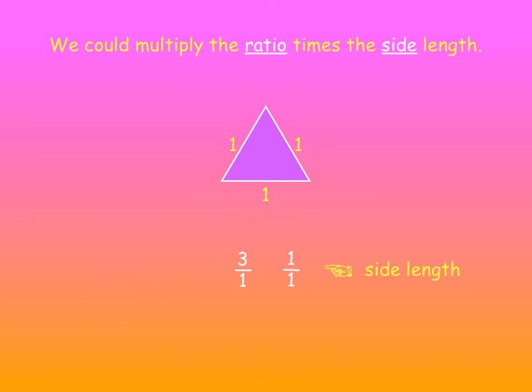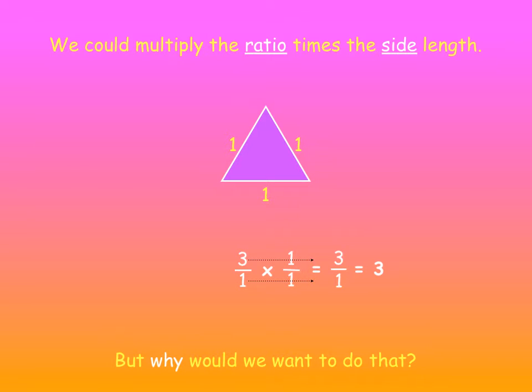We could multiply the ratio times the side length. 3 over 1 times 1 over 1 gives us 3 over 1, which just equals 3. 3 divided by 1 is 3. Well, we could multiply them, but why would we want to do that?